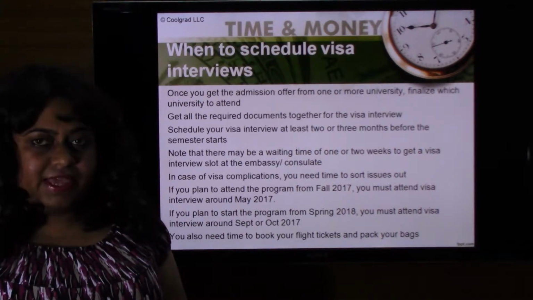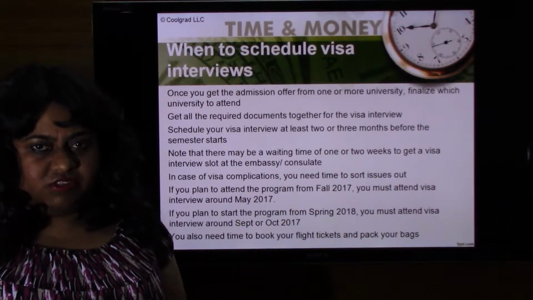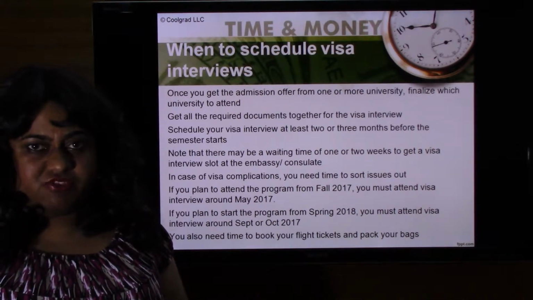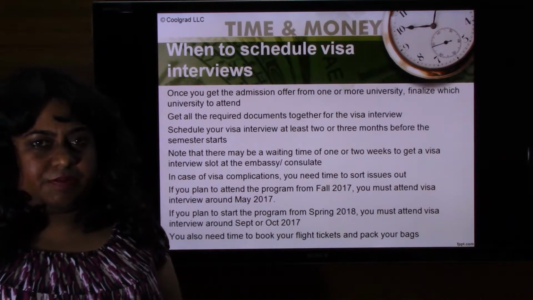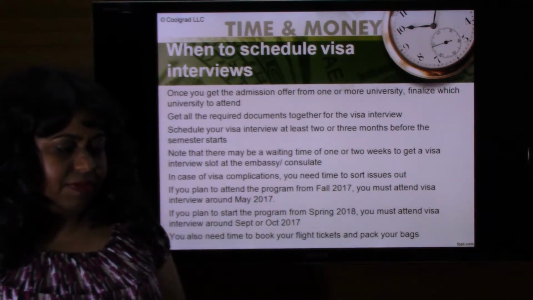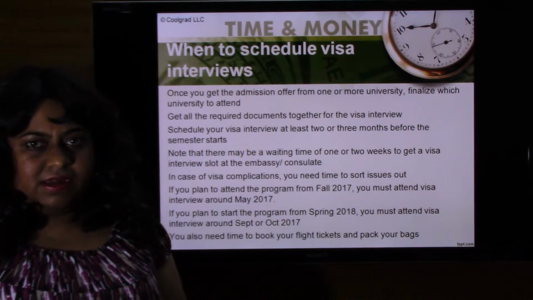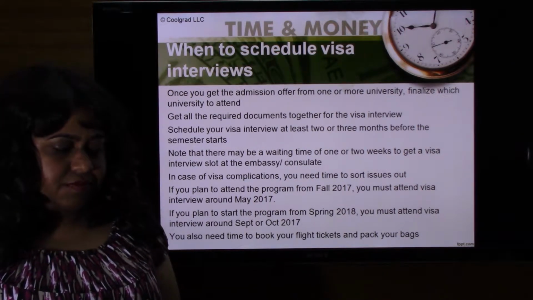So note that there is a waiting time to get an interview slot at the embassy or the consulate. And if there is any visa complication, you might need to sort that out. So it's good to apply for a visa by April or May. And if you're applying for a spring semester, you must try and attend a visa interview no later than September, October of the previous year.